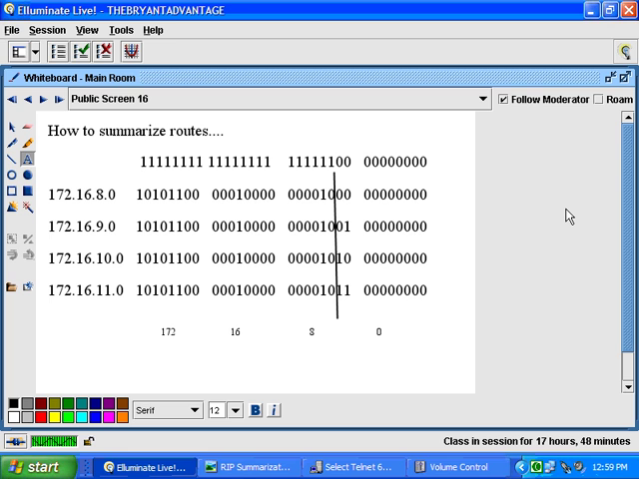So that's actually our summary, but then we have to come up with the summary mask. You can see that I've already done that here, because your summary mask is going to have a 1 for all the bits that the routes have in common, and a 0 for everything on the right side of the line. So the full and proper summary here would be 172.16.8.0/22.